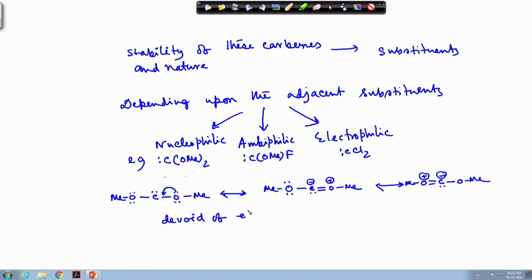toward alkenes, because of electron donation by the methoxy group. So, there are these three types of carbenes, nucleophilic, ambiphilic and electrophilic, and in general these dimethoxy carbenes are devoid of electrophilicity toward alkenes due to the donation of electrons by the methoxy group. Clear?